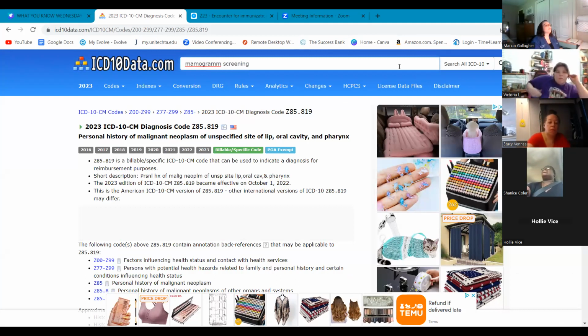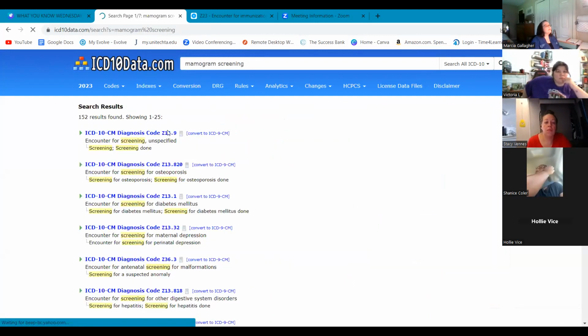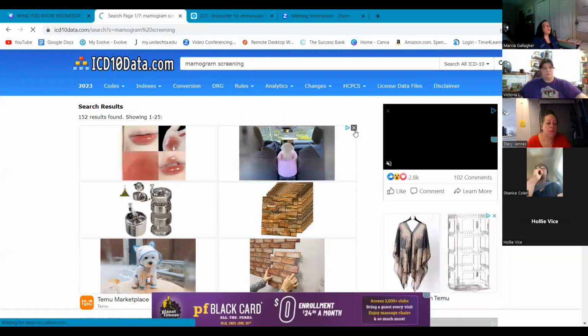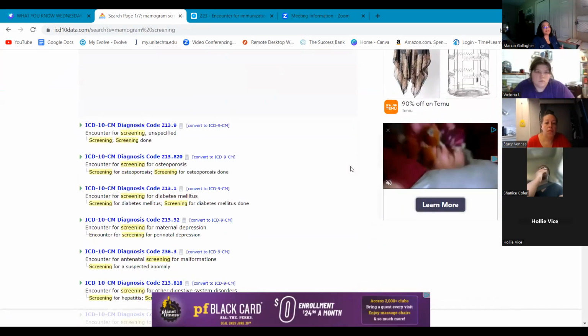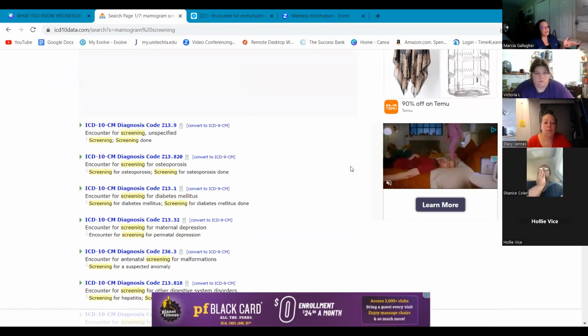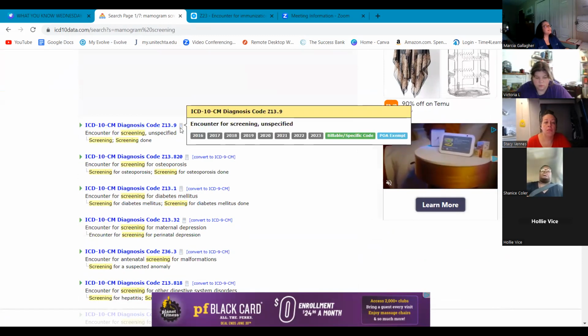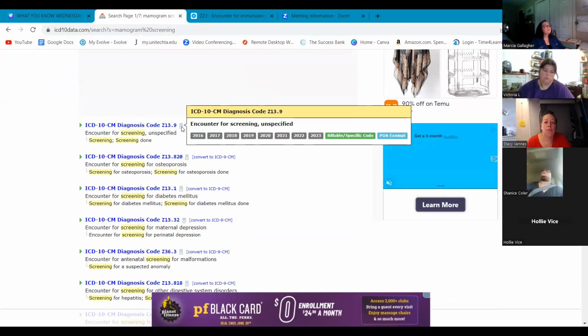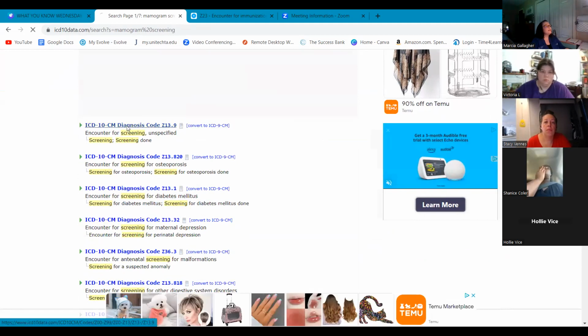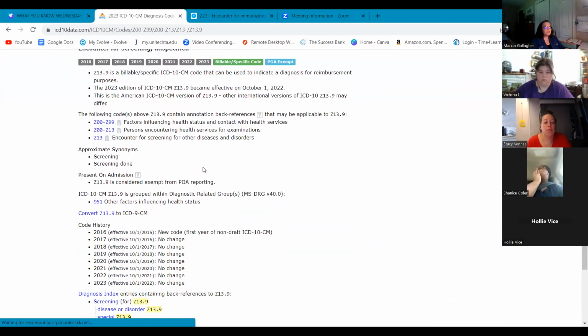I'm putting in mammogram screening, if I could spell mammogram, right? Oh, that's not right. Mammogram screening, enter. Look what it does. Of course, this is what drives me crazy about it, there's ads and it's a free site. So there's going to be ads. But for example, let's see, encounter for screening unspecified, and see right here, the little converter. And then if you click on it, it gives you more description.